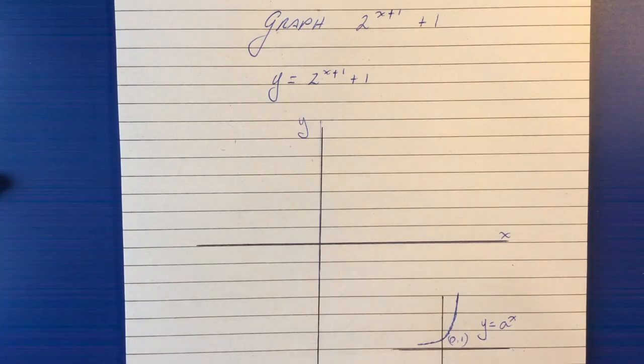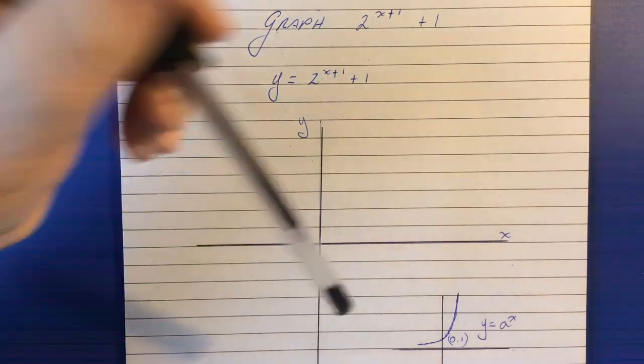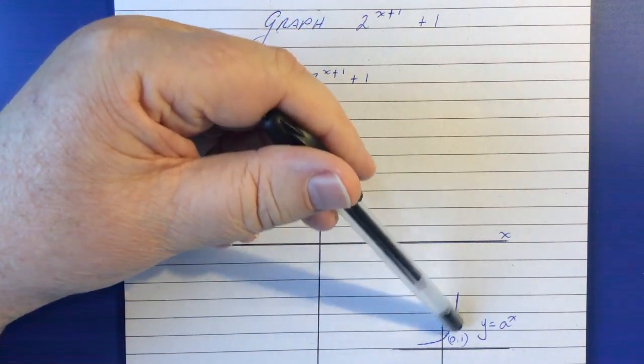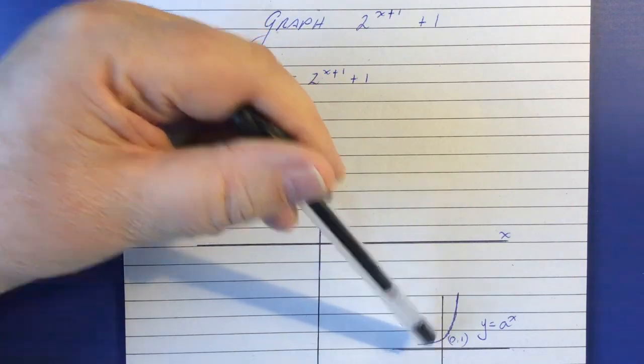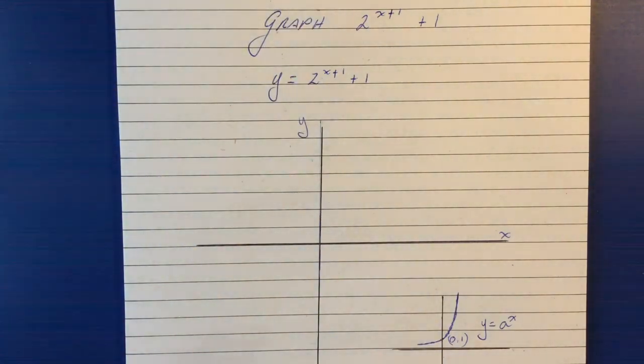Today we're looking at how we graph 2 to the power of x plus 1 plus 1. So the first thing to recognize is that this is an exponential graph, and the general shape of exponential graphs is covered in another video of mine, and there's a link to that in the description. But just a little reminder, this is the general shape of an exponential graph. This is its most basic form. Y equals a to the power of x. So x is actually a power, it's an index.